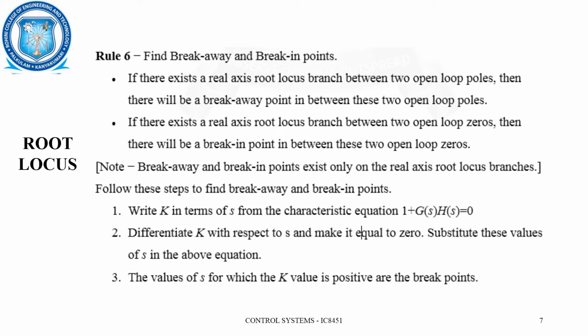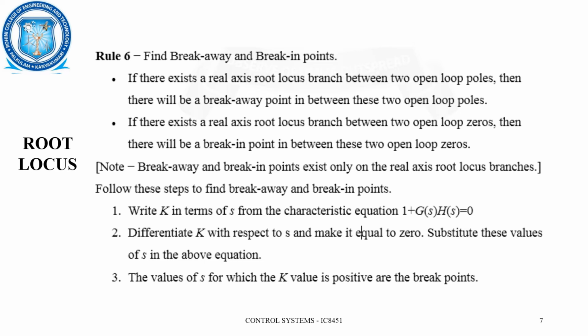Suppose two open loop zeros are present on the real axis. Then the root locus from some other poles, which may be at infinity or finite, will be traveling towards the open loop zeros, but there are two open loop zeros adjacent to each other. At that time, those two root loci will reach a point known as the break-in point, and they will start traveling towards their respective open loop zeros.